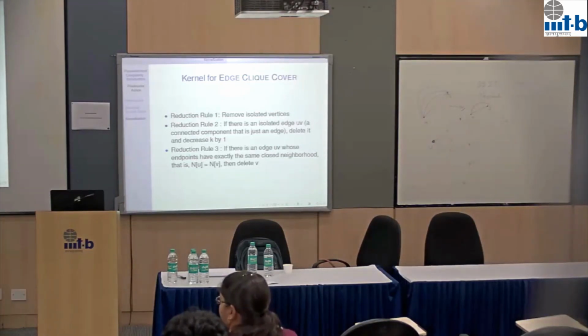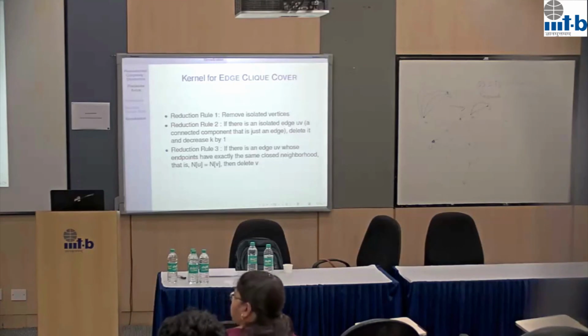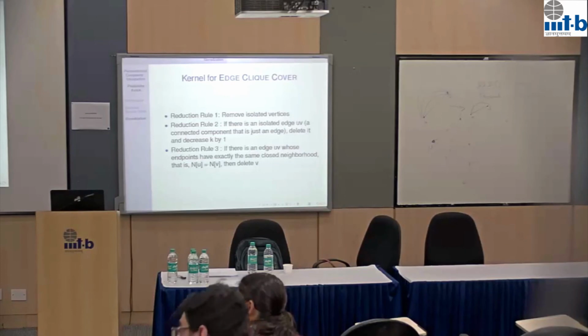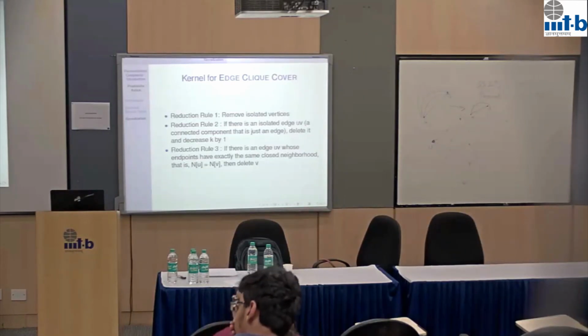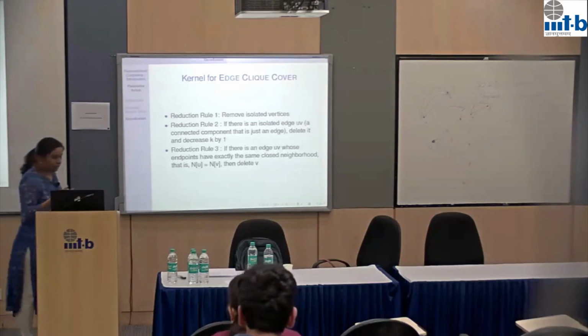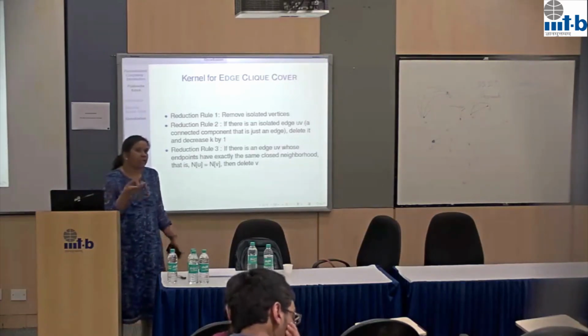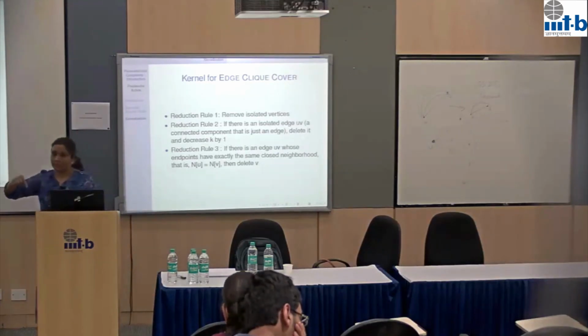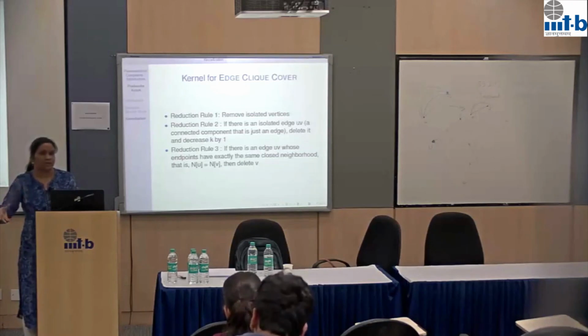The number of cliques won't change. Yes, you have to say that: the number of cliques in the instance is the same even after deleting V. Any clique that contains U, V can be added to it as well, and vice versa, right? So since they have the same neighborhood, any clique that U is contained in, V can also be added to it, and it still remains a clique.